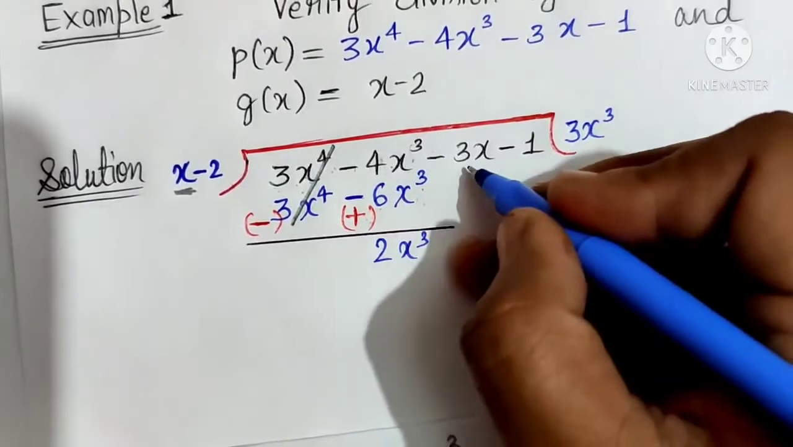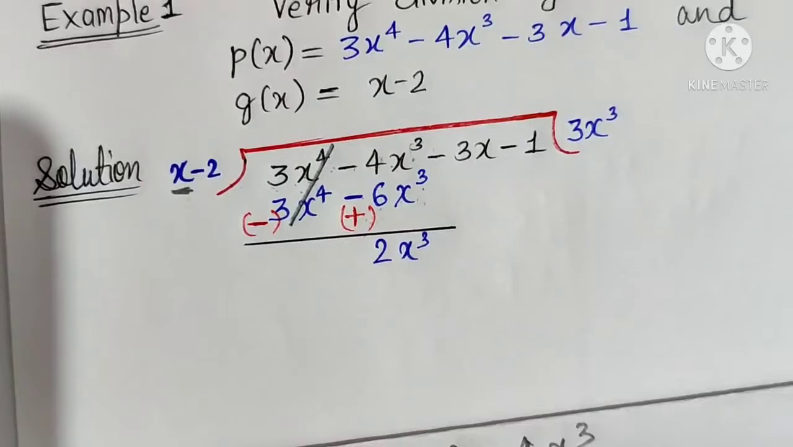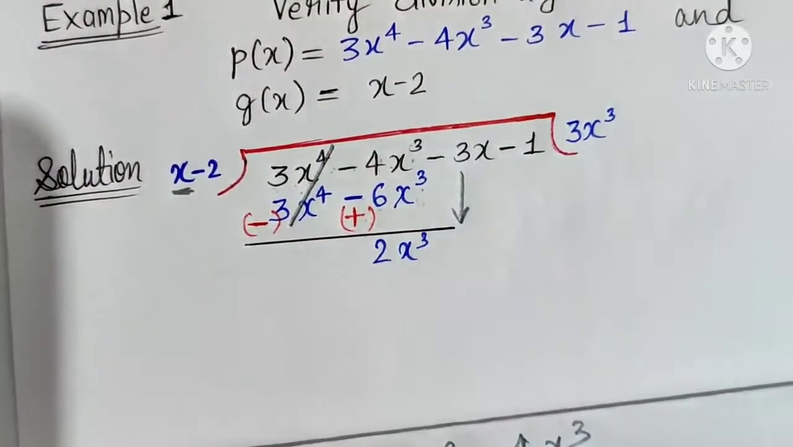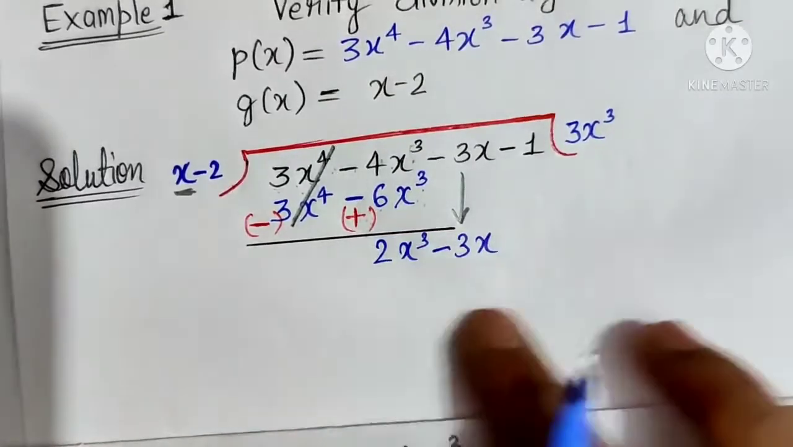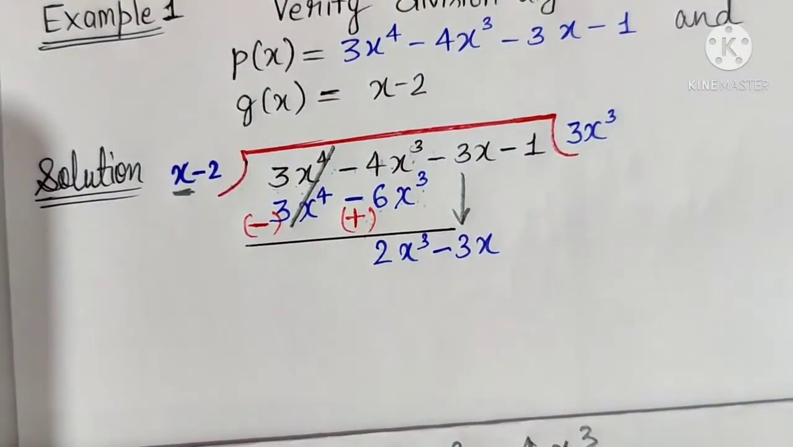Okay, now what will come downside? This minus 3x will come downside. So we can write downside here minus 3x. Okay, this is our new dividend. This becomes our new dividend.